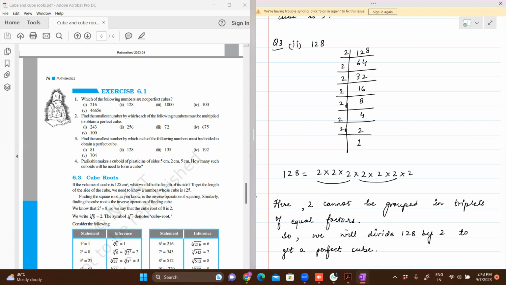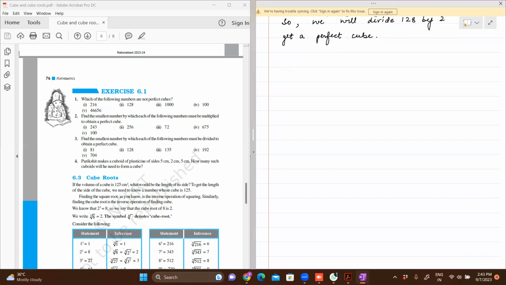Now question 4 says, Parikshit makes a cuboid of plastic with sides 5 centimeter, 2 centimeter, and 5 centimeter. How many such cuboids will he need to form a cube? In this particular question, first we'll find the volume of the cube.